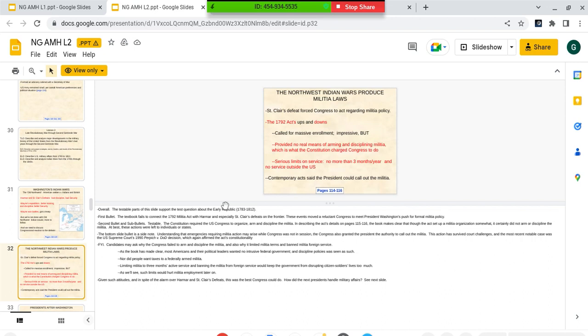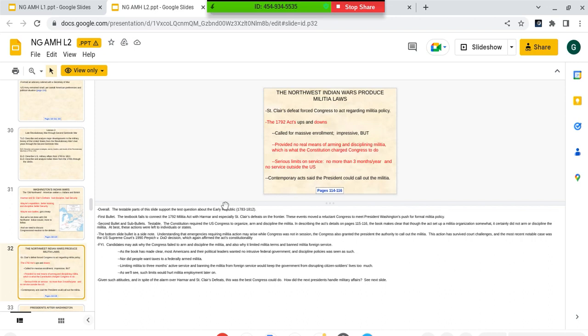Next, the 1792 Acts. There were a lot of benefits and drawbacks from here. There was no means of arming and disciplining militia, which is what the Constitution charged Congress to do. There were serious limits on service. Militia did not serve any more than 3 months a year, and they could not serve outside the United States.